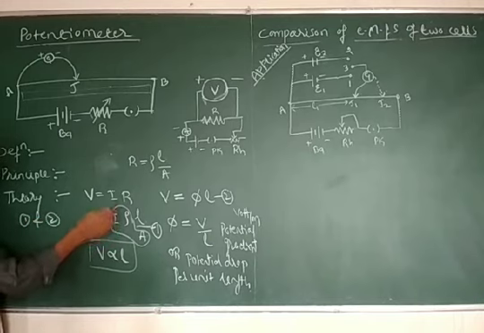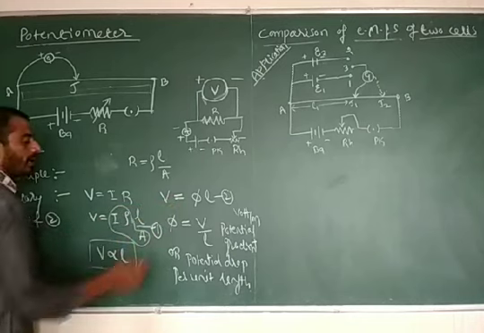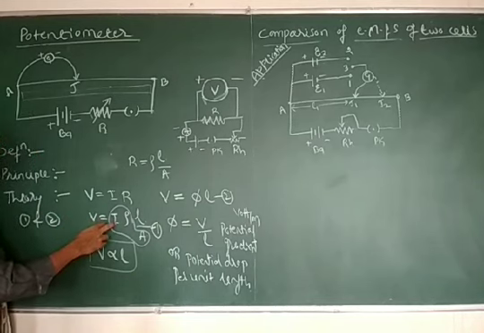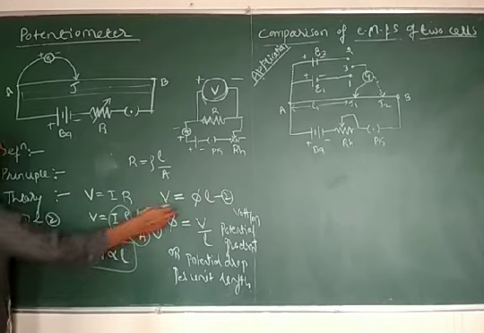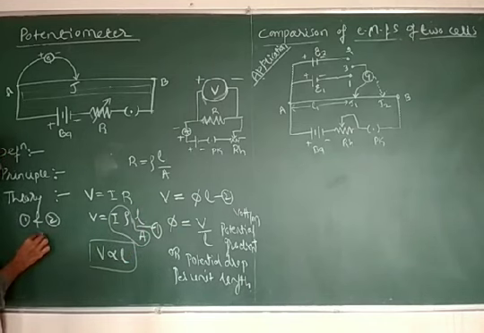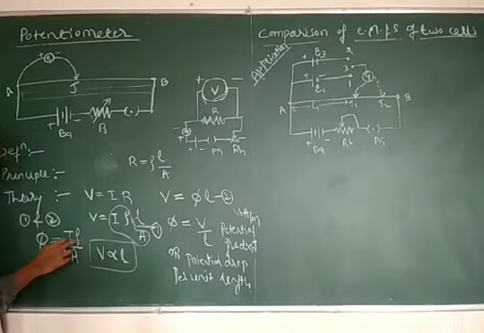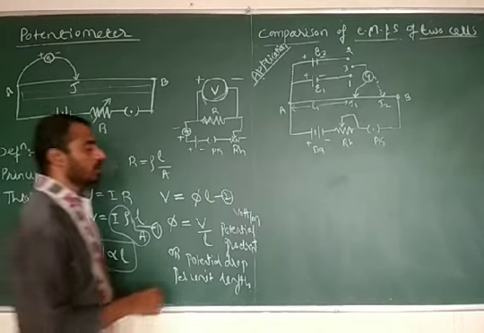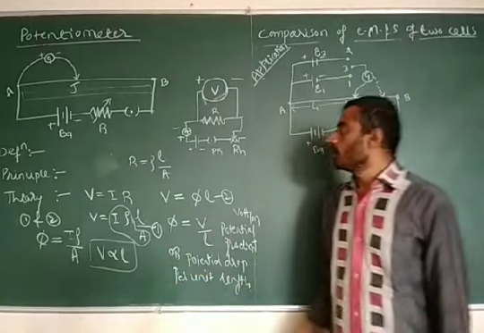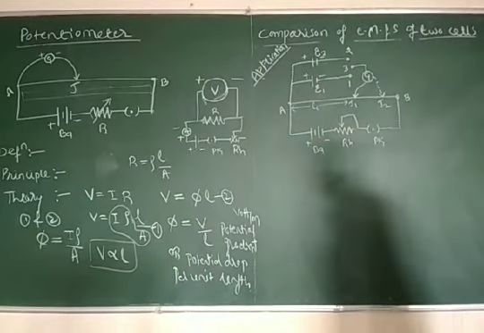When we compare equation 1 and 2, one is based on Ohm's law and the other is the principle of potentiometer. V is equal to phi into L, or V is equal to I into rho into L by A. On comparing these two, it can be noticed that potential gradient or potential drop per unit length phi is equal to I rho divided by A. So this is the principle which is used in the construction of a potentiometer.